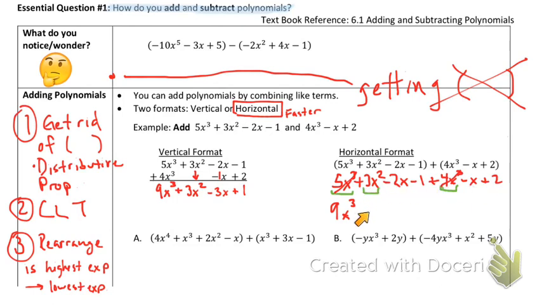So I'm simply just going to rewrite this guy down here with his appropriate sign. So it's positive 3x squared. Again, crossing them out when you use them, and then we continue on to the next guy. We're looking for x's.